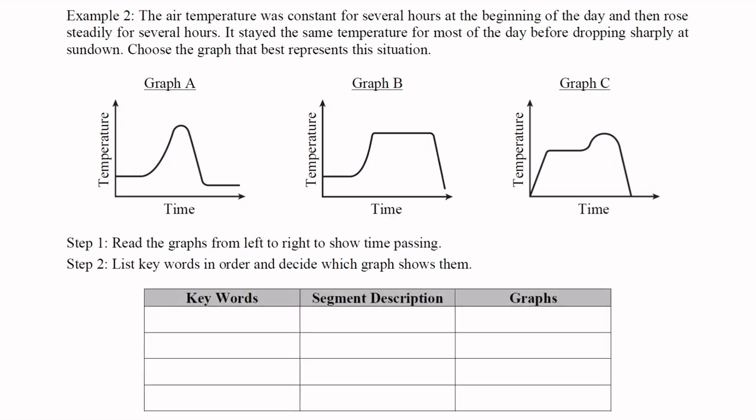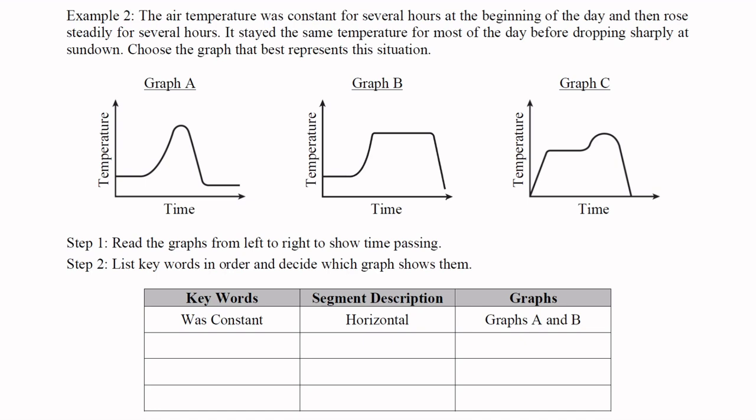So let's list the key words here, starting with the first sentence. The air temperature was constant for several hours. Our key word here is constant, which means that the segment is horizontal. So we're going to look at our three graphs. Which of those three graphs starts out horizontal? Graph A does, graph B does, but graph C does not. Graph C starts out increasing. So we have narrowed our answers down to graphs A and B.